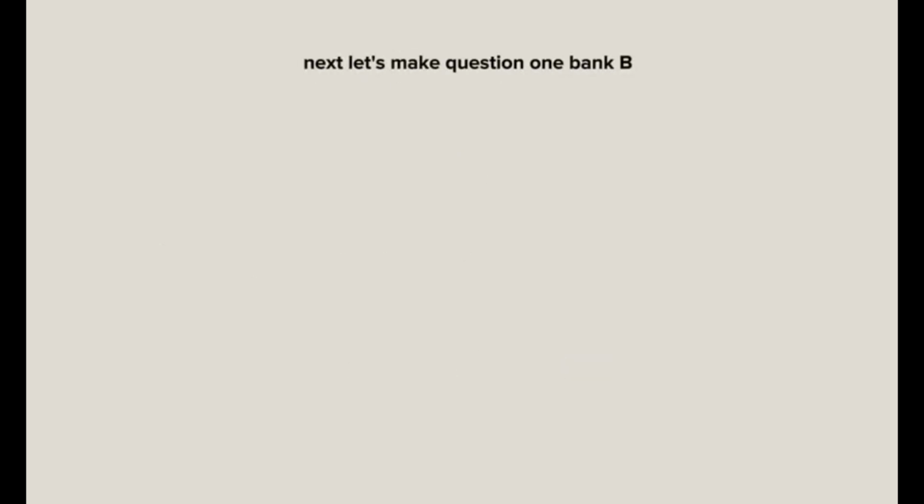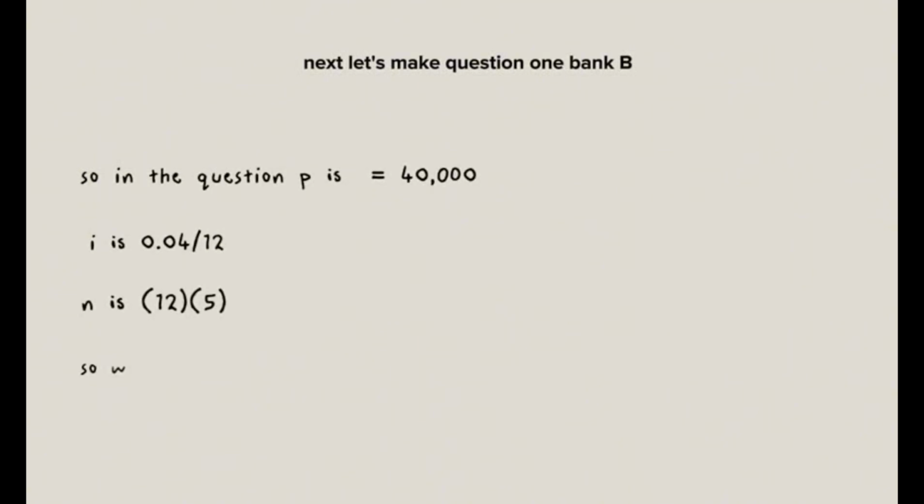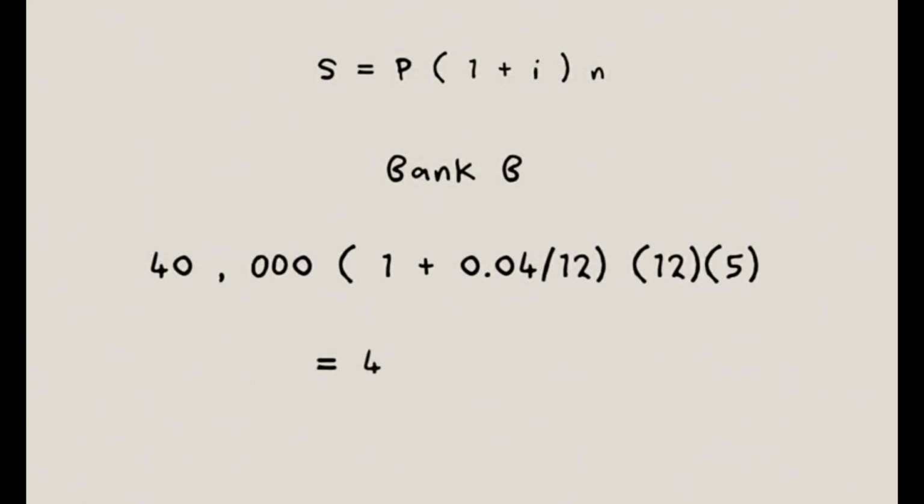Next, let's solve question 1 for Bank B. In the question, P is 40,000, I is 0.04 over 12, N is 12 times 5. So we just plug those amounts into the formula. S equals P times (1 plus I) to the power of N. Bank B: 40,000 times (1 plus 0.04 over 12) to the power of 12 times 5 equals 48,839.86.